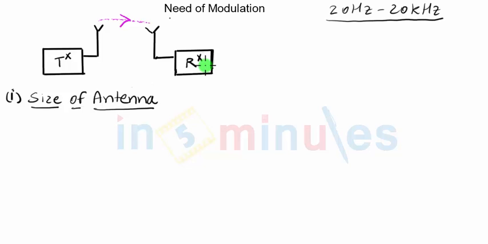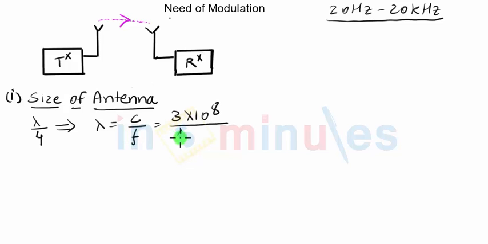From antenna theory, it is known that for the transmission of any signal as well as for the reception of a signal, the size of antenna should be of the order of lambda by 4, where lambda is nothing but the wavelength of the signal which is given as c by f, where c is the speed of light, which is 3 into 10 raised to 8 meters per second, and f is the frequency of the signal which is being transmitted or received. So let us calculate the value of lambda for a certain value of the frequency, let's say 1 kilohertz, which is 1 into 10 raised to 3 hertz.